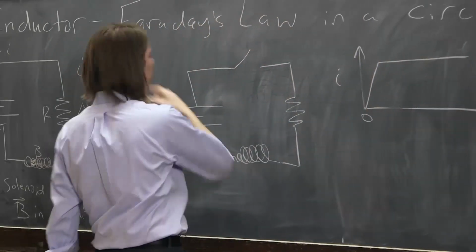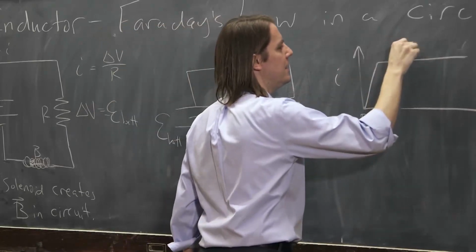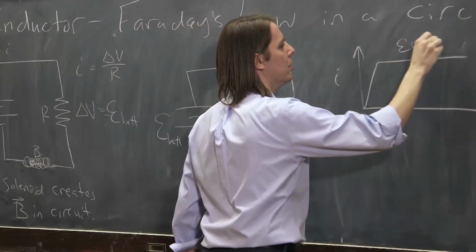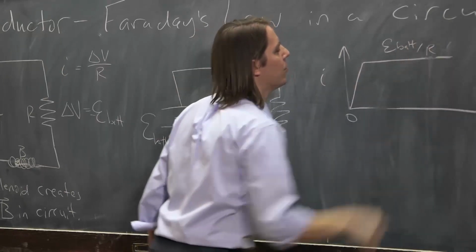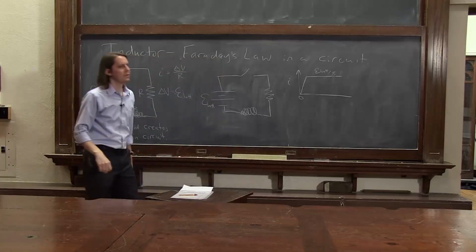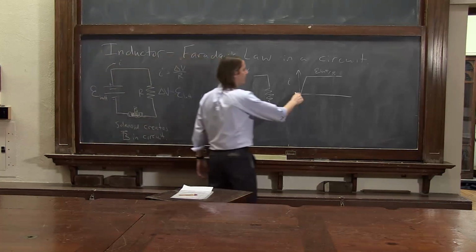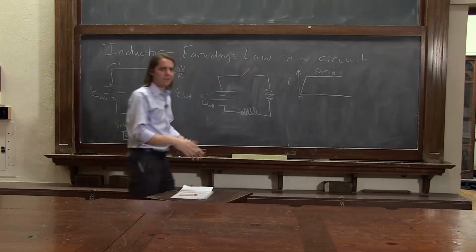Up to, actually it goes up to delta V, E bat over R. Eventually all that potential drop is across the resistor. So there's the current you get to eventually. But it had to get there. It had to go from 0 to some current. It had to get going.